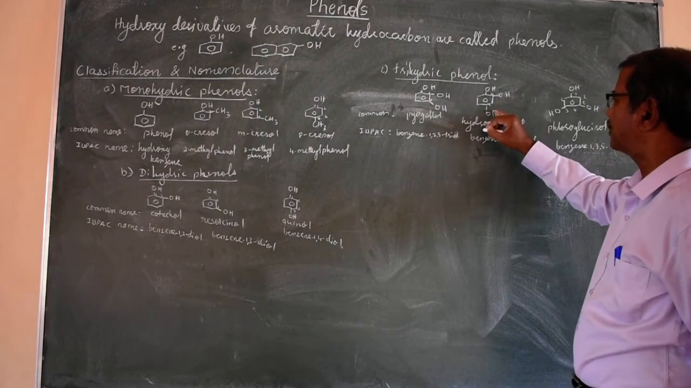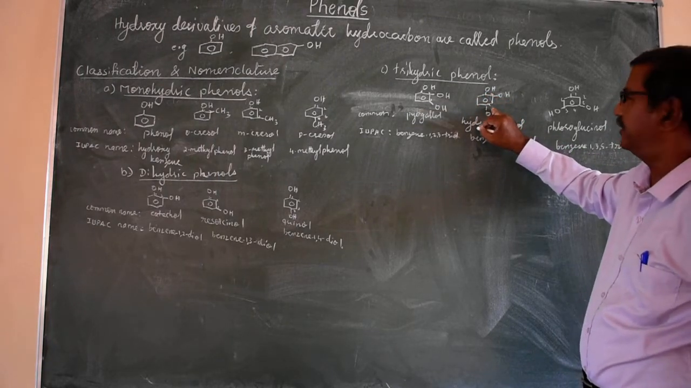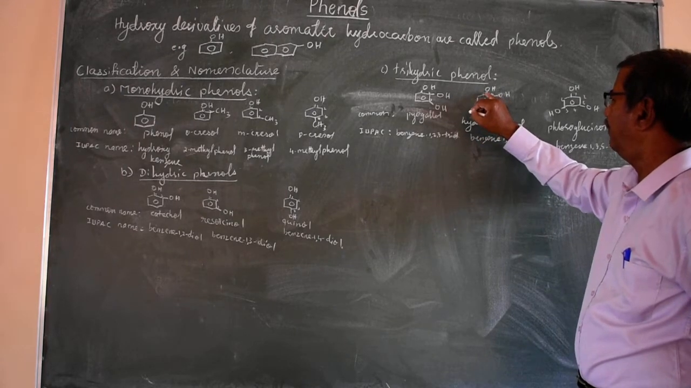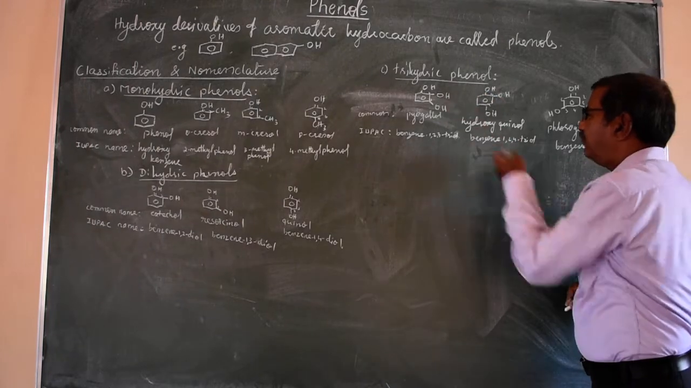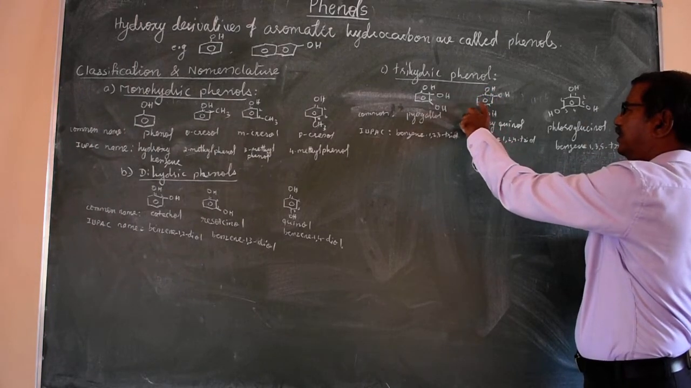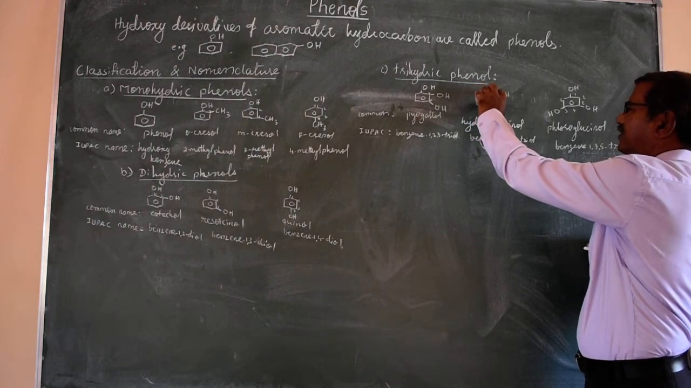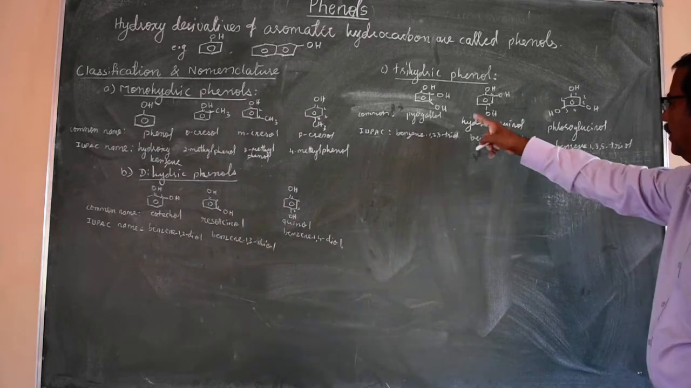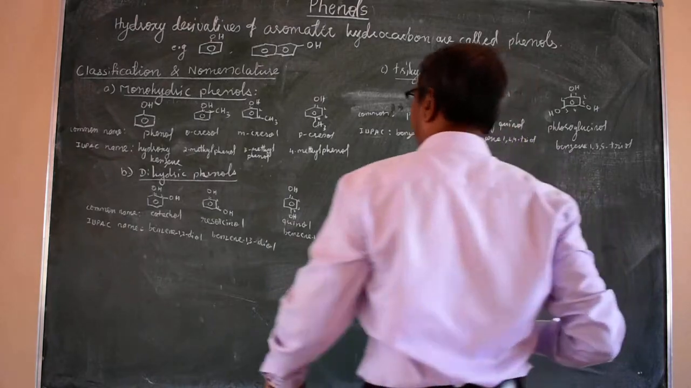You have to number like this only, because the sum of the locants should be minimum. It is numbered like this: 1, 2, then 4. 1 plus 2 plus 4 is 7. If it is numbered in the reverse way, 1, 2, 3, 4, 5, 6, then it is 1 plus 4 plus 6, which is larger compared to the first method. So this is the correct way of numbering for this trihydric phenol.